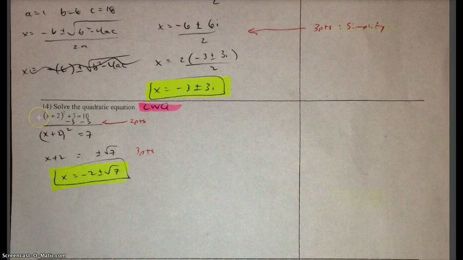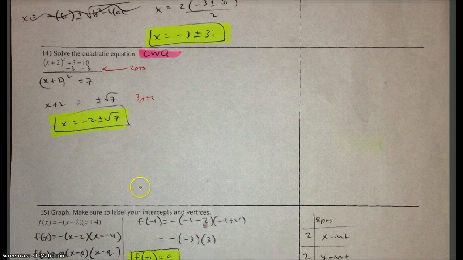Number 14, last week's quiz. It's easiest by square root method. Subtract 3, take the square root. Remember, when you take the square root, you have plus or minus, and then subtract negative 2.